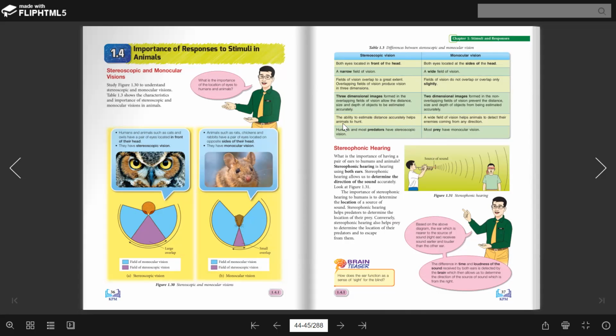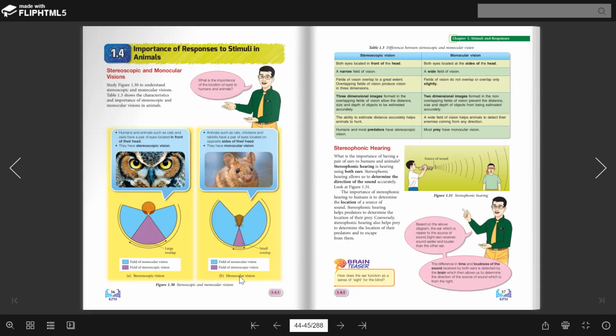Why is this important? The ability to estimate distance accurately helps animals to hunt. A wide field of vision helps animals to detect enemies coming from any direction. Here it has a three-dimensional image formed. The overlapping field of vision allows the distance, size and depth of the object to be estimated accurately. But this one has only a two-dimensional image.